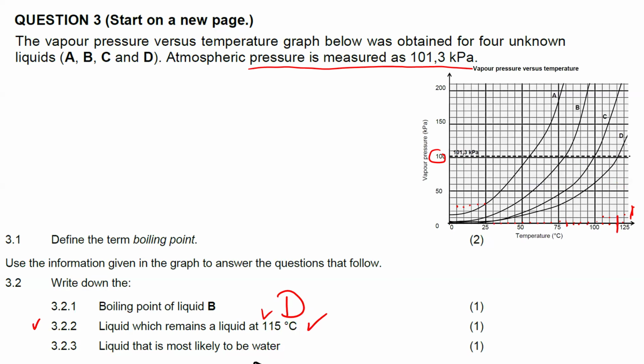It is necessarily that liquid there. Okay, right. It is liquid D. So if you look at 3.2.3, a liquid which is most likely to be water. So which one would be water? It's most likely. So it's an estimate on average. Which one is likely to be water? Is it A, B, C, or D? Which one is most likely to be water here?